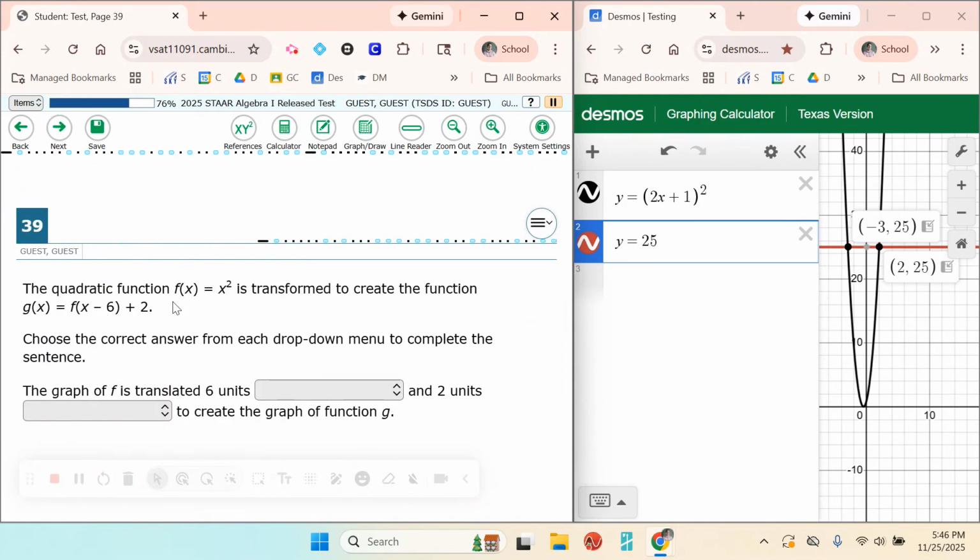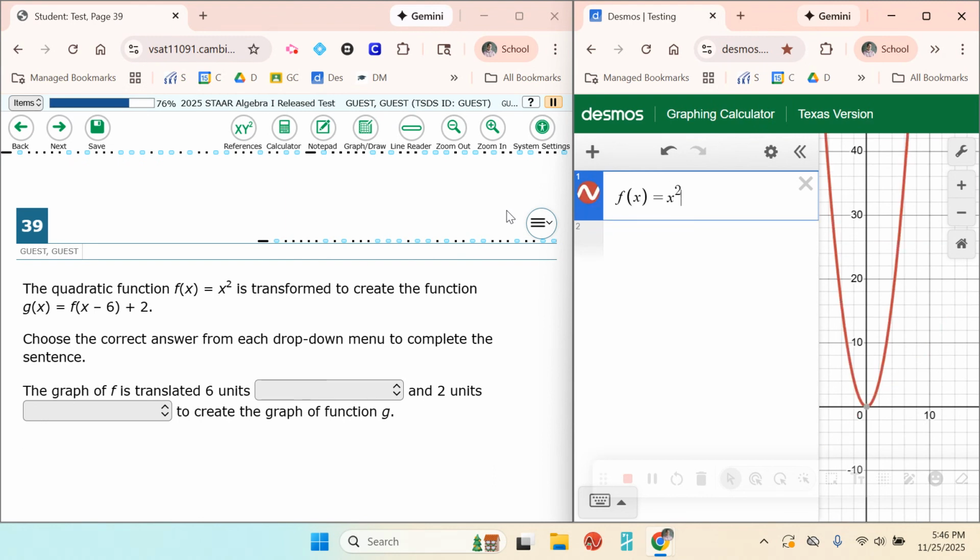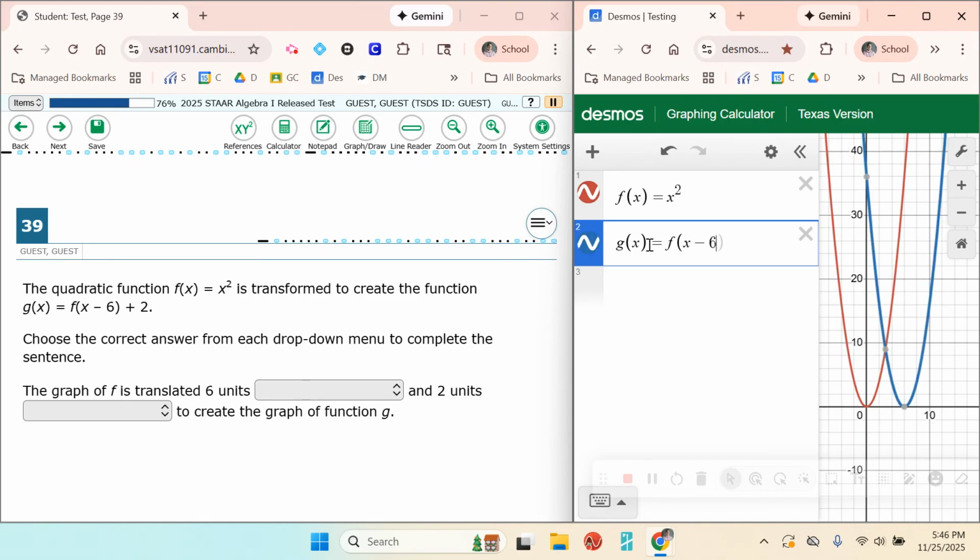Okay, we're back to these, and this is one I want to stress because when you see them, type them both in. So when I go to Desmos, I'm going to type in f parentheses x equals x squared. I'm also going to type in g parentheses x, and remember to type all of this in because if you don't, it's not going to give you the answer. x minus 6 plus 2.